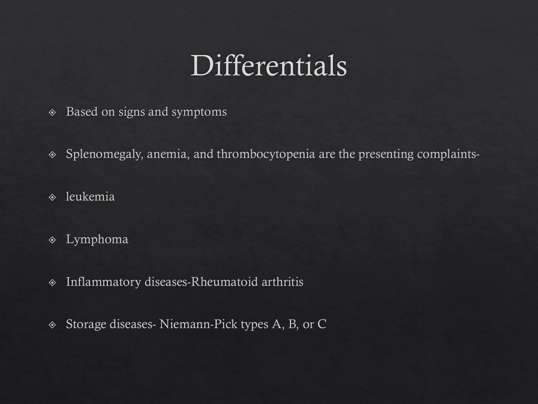When it comes to the differential diagnosis, it is based on the signs and symptoms and the clinical manifestations of the patients themselves. When they present with splenomegaly, anemia, and thrombocytopenia, the differential diagnosis involves leukemia, lymphoma, or inflammatory diseases such as rheumatoid arthritis, and other storage disorders, which include the Niemann-Pick types A, B, or C.